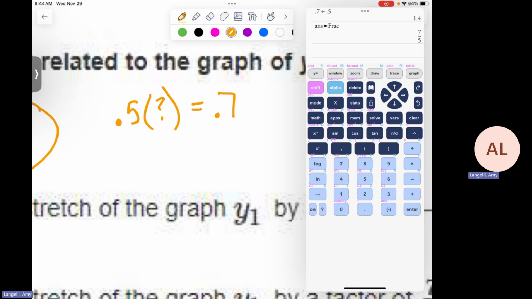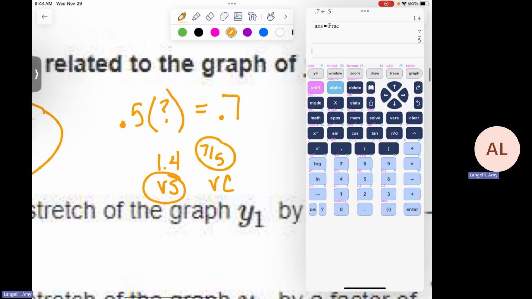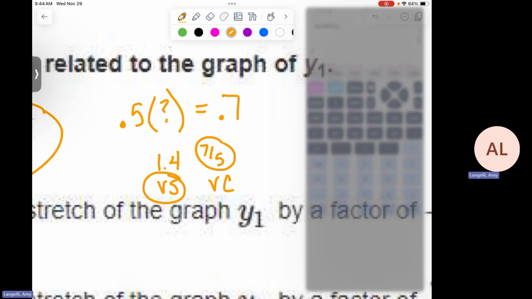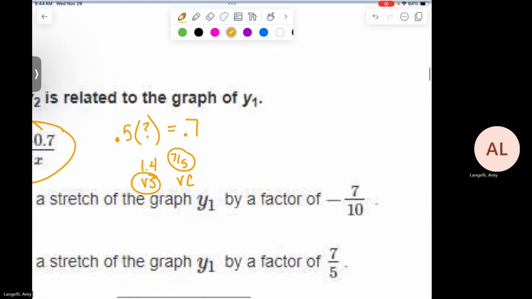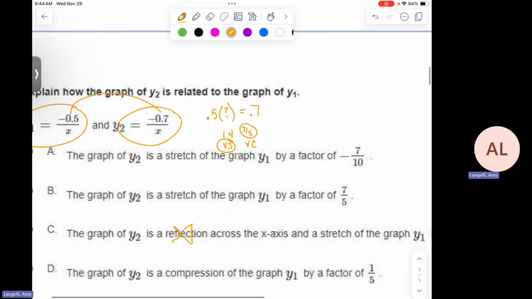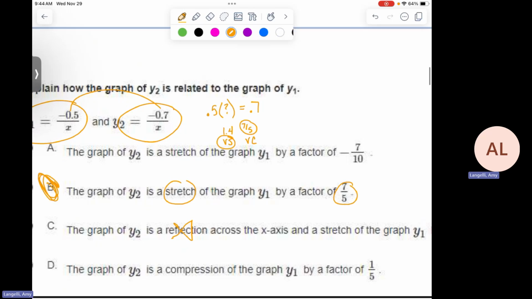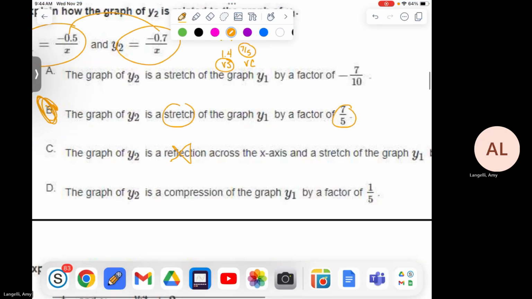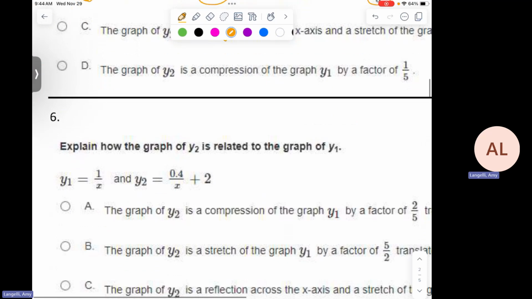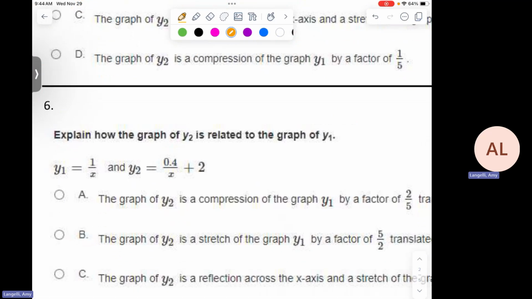So you were able to say 1.4. So my question mark is 1.4. Do you guys think that 1.4 is a vertical stretch, or do you think 1.4 is a vertical compression? It is a stretch. And the decimal or the fraction form is 7/5. So let's look for that. Which one says vertical stretch by 7/5? There you go. Good. Stretch 7/5. Good job on the 1.4. And if you're on the calculator, I did 0.7 divided by 0.5.